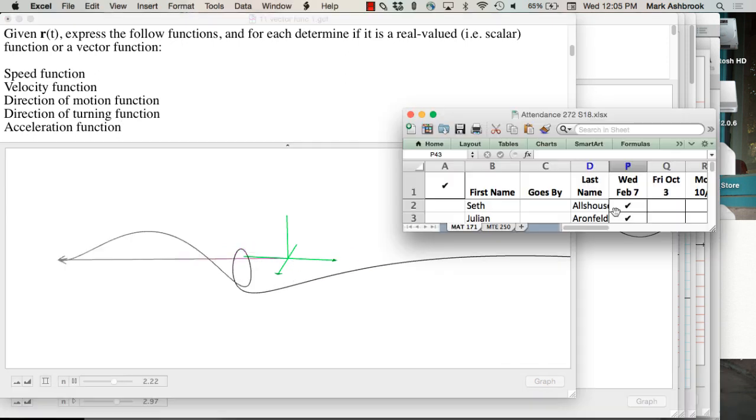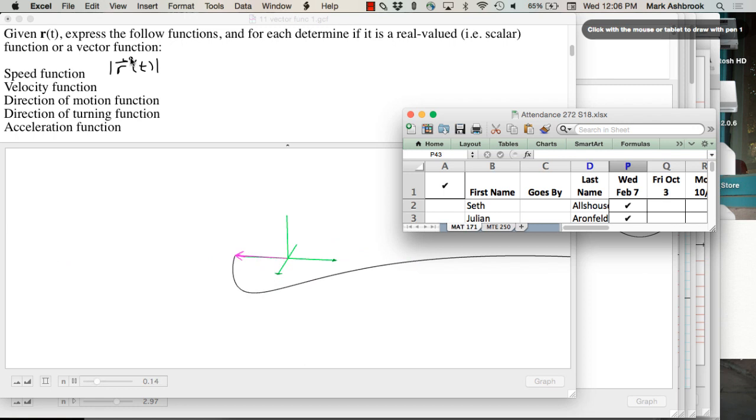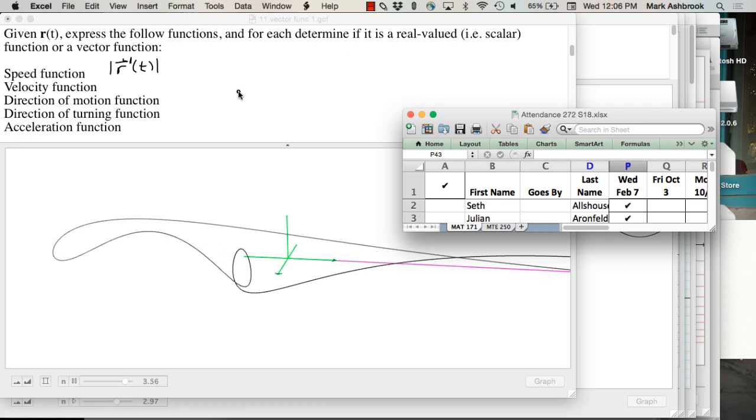And then check for the speed function. It would be the magnitude of R of t? Like that? Julian, you agree with that? Gavin, you agree with that? Yeah, I agree. Rebecca says no. What is it? It's the magnitude of R prime. Magnitude of R prime. And is that a real valued or scalar function of t or a vector function?